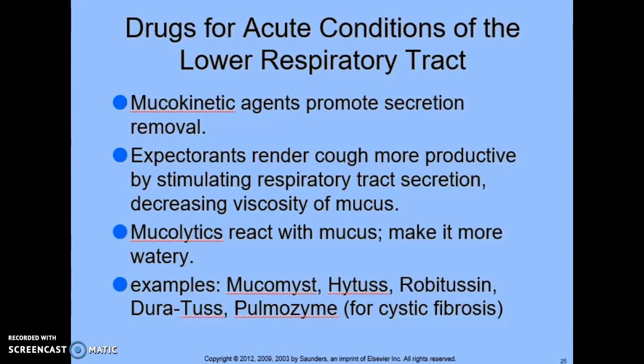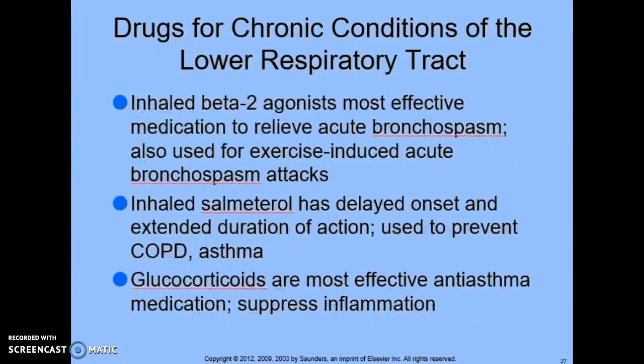Mucokinetic agents work on the respiratory tract passages by making the mucus watery so that the cough is productive, therefore making the sputum easier to expectorate. And the expectorants work on the respiratory tract passages by making a cough more productive, by stimulating the respiratory tract secretions and decreasing the viscosity of mucus. So remember the differences between the mucokinetics and the expectorants.